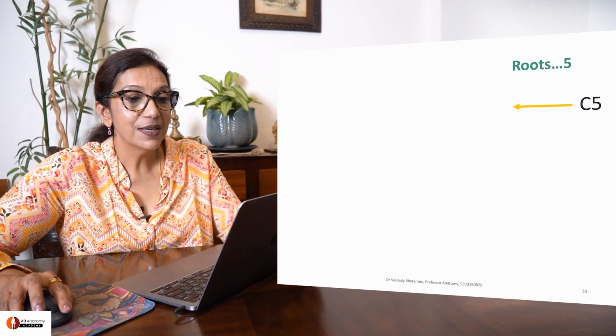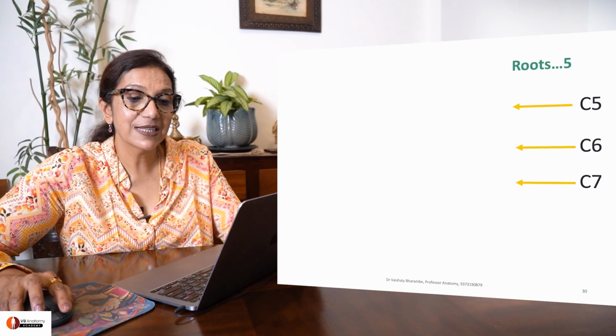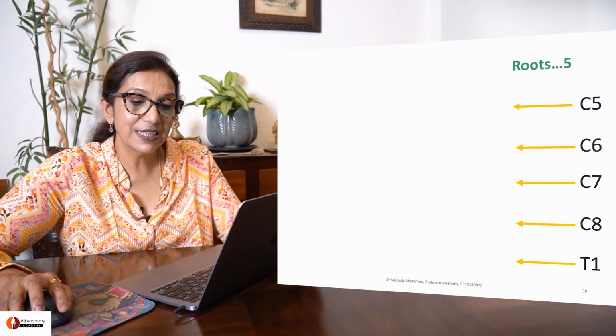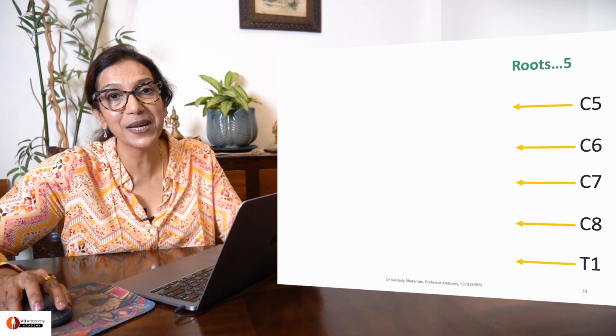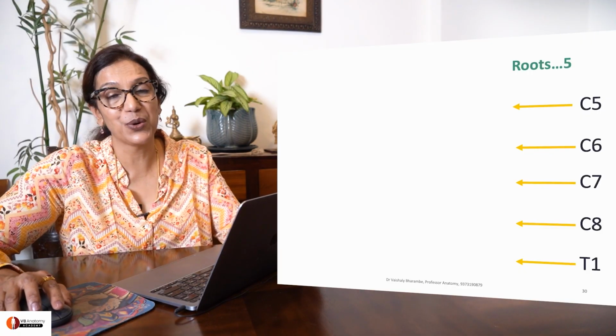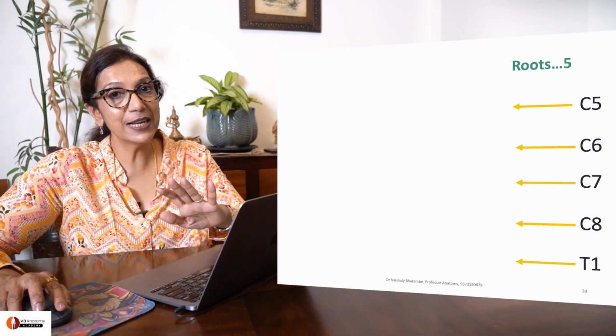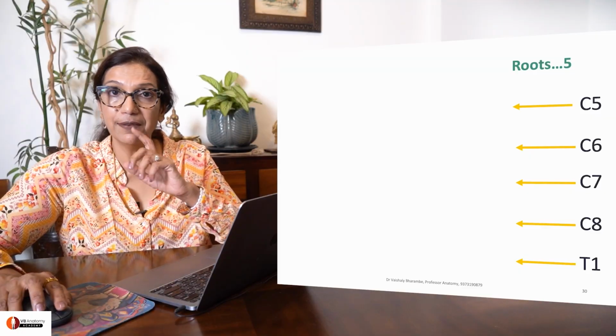Roots are C5, C6, C7, C8, T1. I hope you're enjoying this because it's one of the best ways you can draw the brachial plexus. I hope you're drawing. Right. So roots are done: C5, 6, 7, 8, T1.